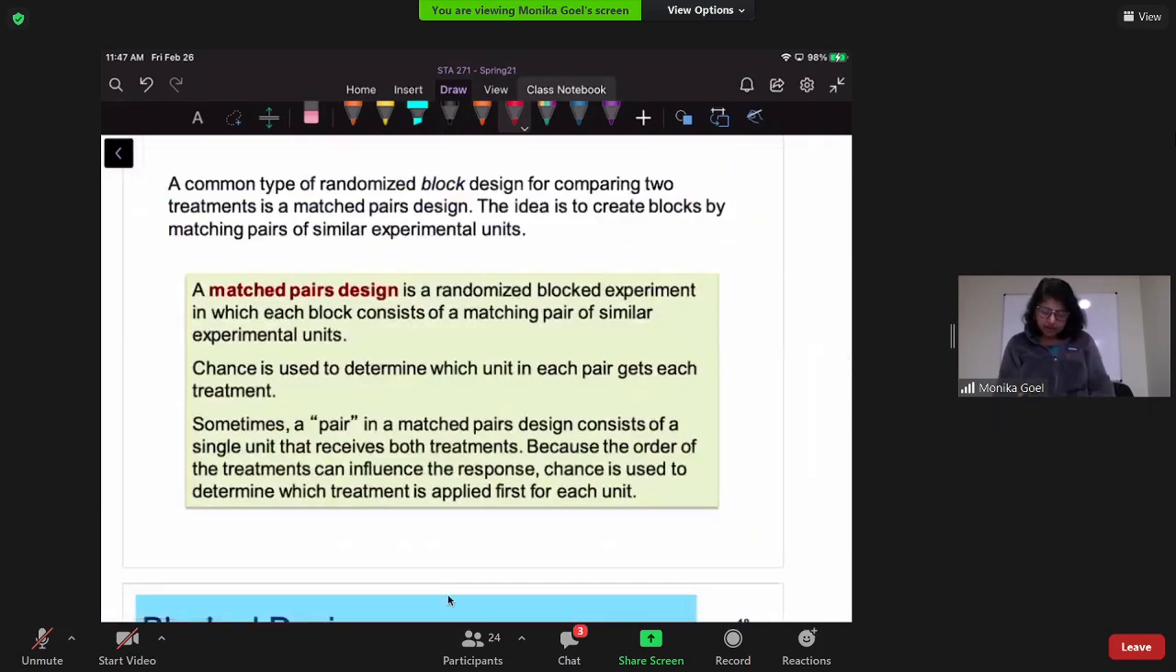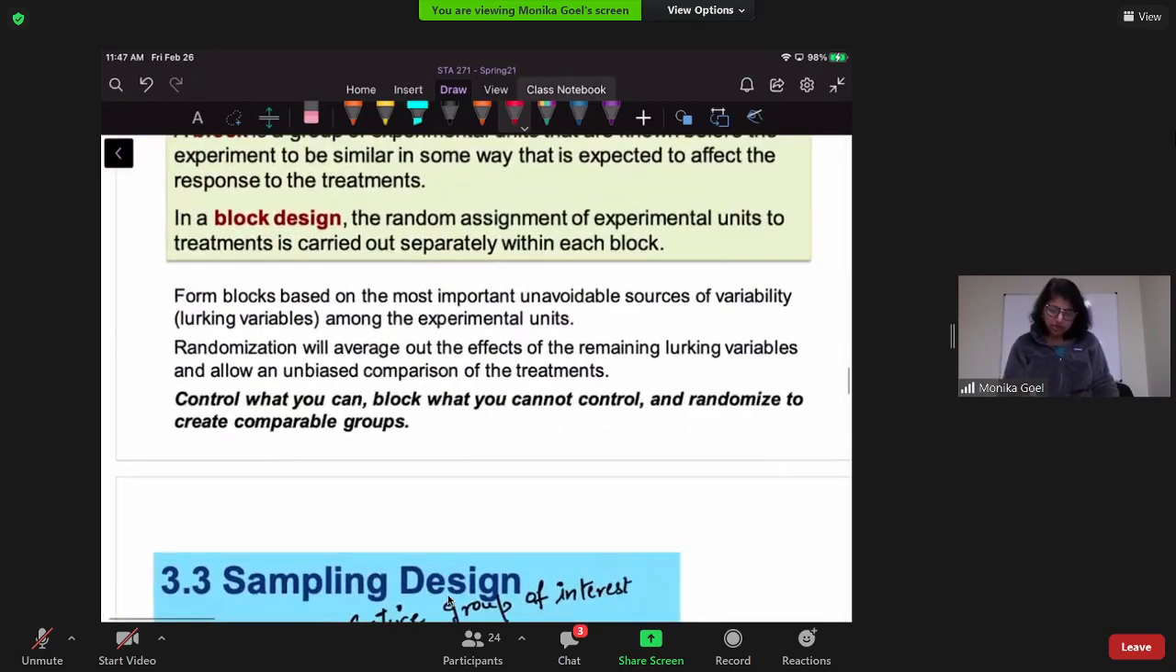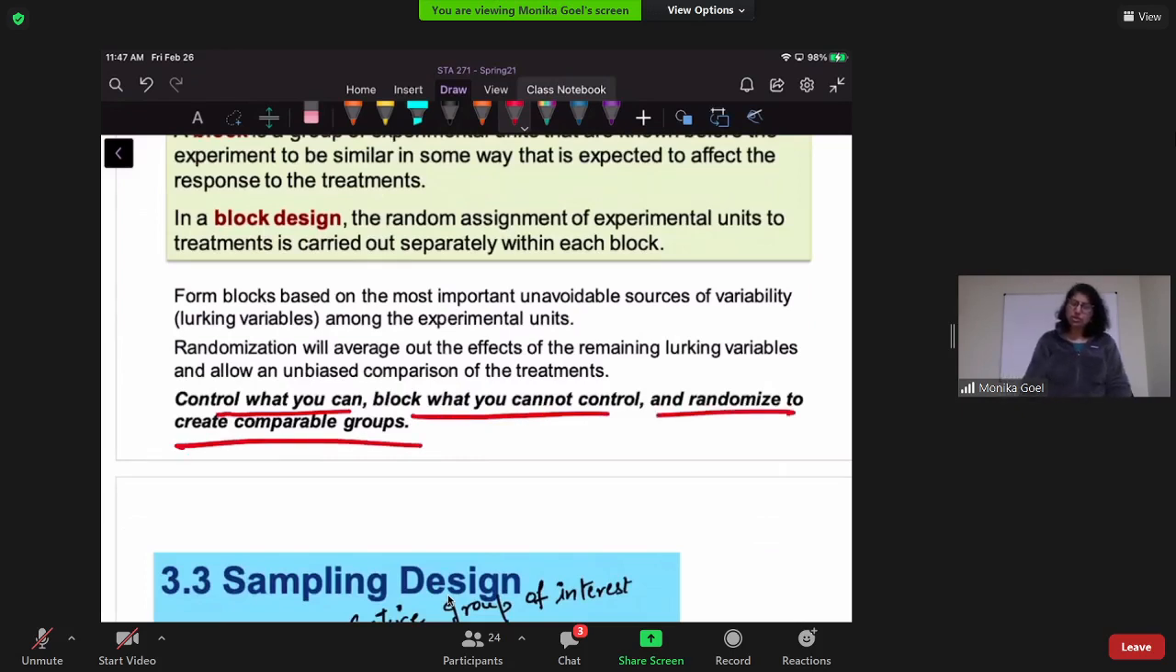Matched pair design, we discussed. Block design, we also discussed. Control what you can, block what you cannot control, and randomize to create comparable groups. So this is what we do in experimental design. Control what we can control. If we cannot control, then we can block, make the groups, and then randomize to create comparable groups.